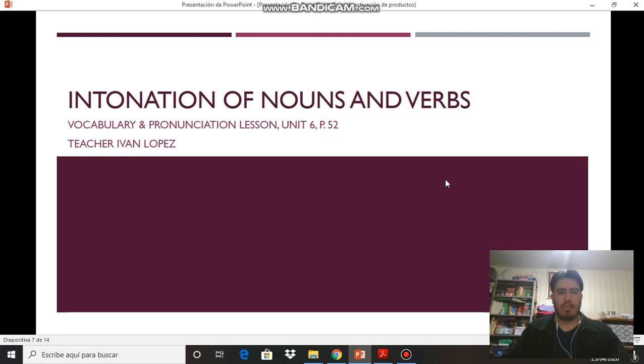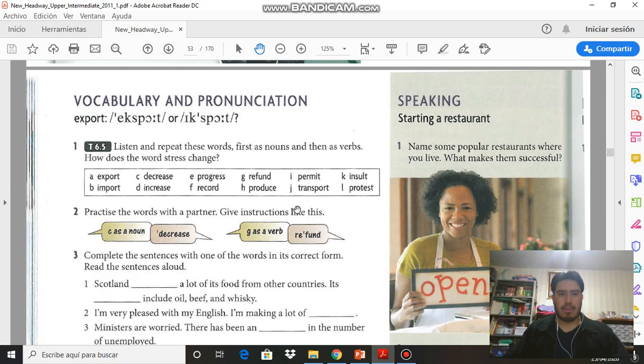This is going to be about intonation of nouns and verbs and corresponds to the vocabulary and pronunciation lesson from Unit 6, page 52 of our student's book. Alright, and here it is. Well, the first part and the basis for this is just here at instruction number 1, where it says, listen and repeat these words, first as nouns and then as verbs. How does the word stress change?